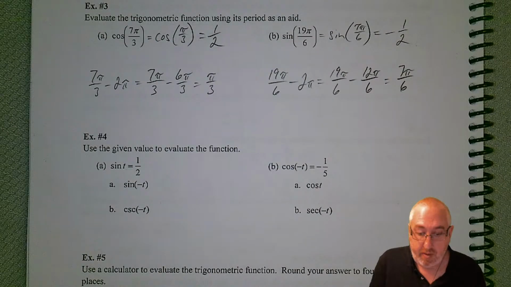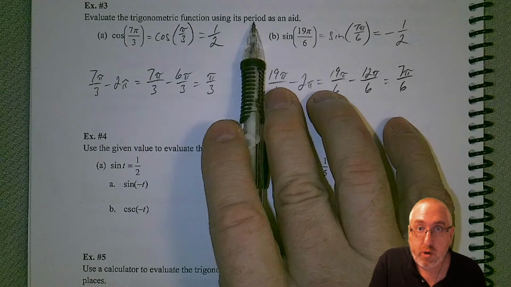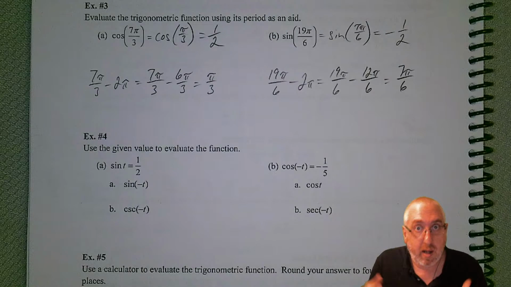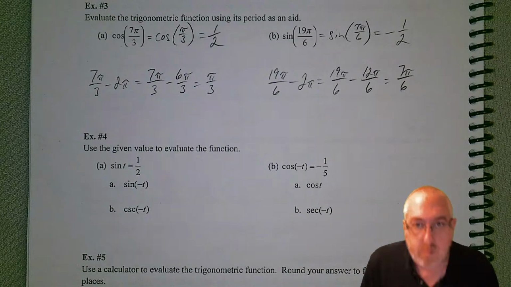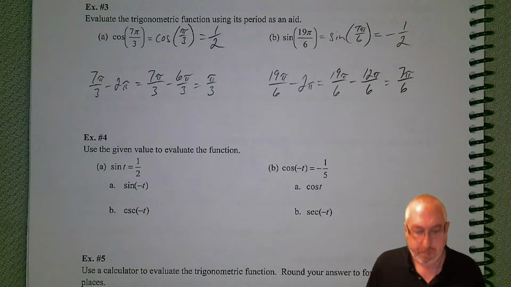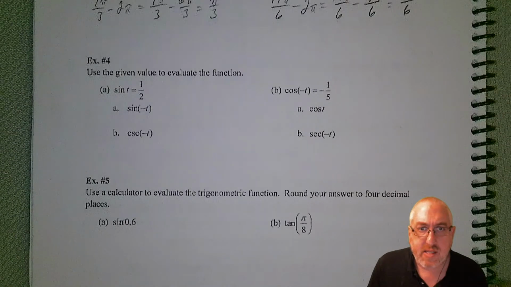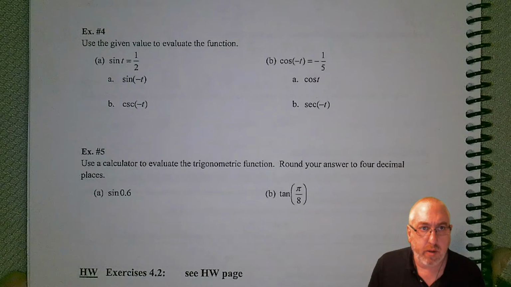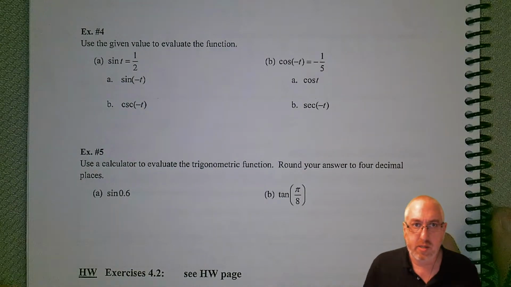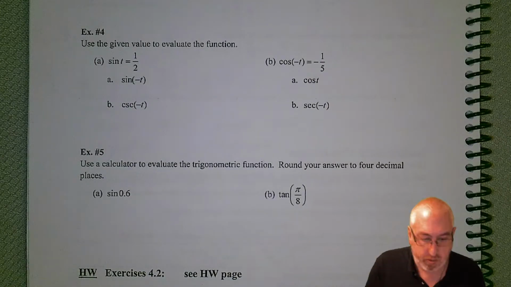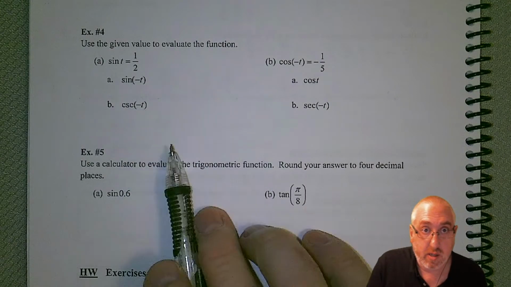Not much to it, but again, knowing that it's coterminal, knowing that it's repeating, is the key to this. Then we can find those coterminal angles and knock it out. All right, example 4 is going through those other instances of even and odd. So we should be able to use that to our advantage to answer these parts.